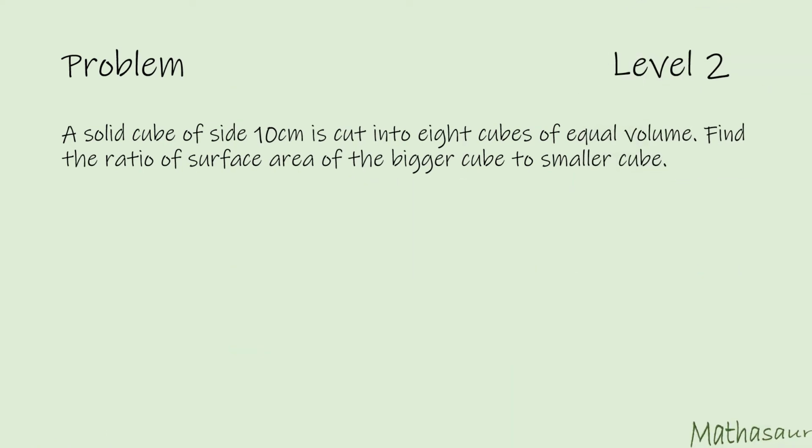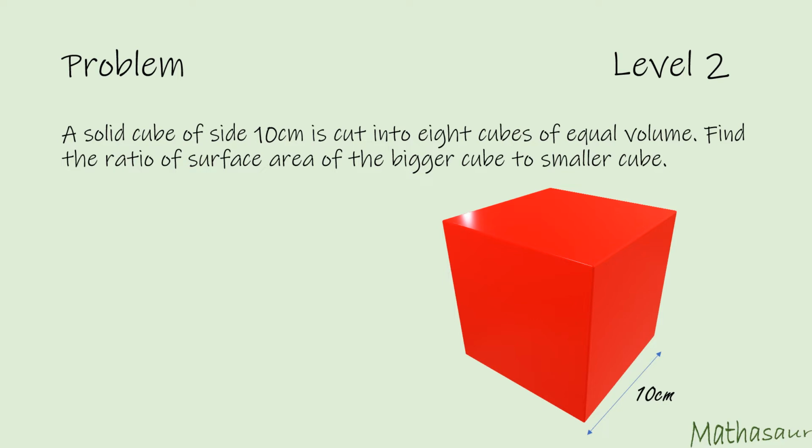Let us look at another problem. A solid cube of side 10 cm is cut into 8 cubes of equal volume. Find the ratio of surface area of the bigger cube to smaller cube. We are given a cube of 10 cm. Now let us cut this into 8 cubes. Each cube would measure 5 cm.